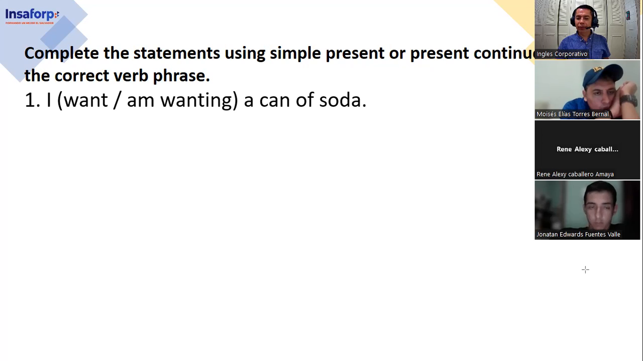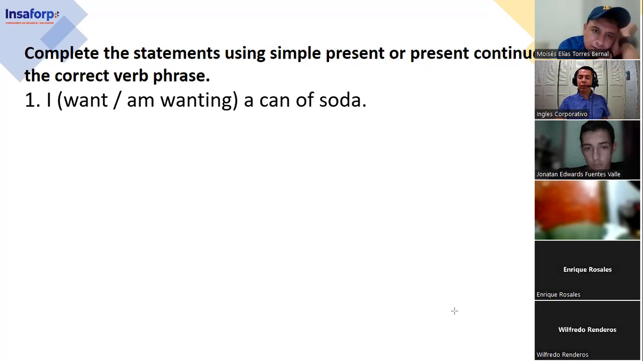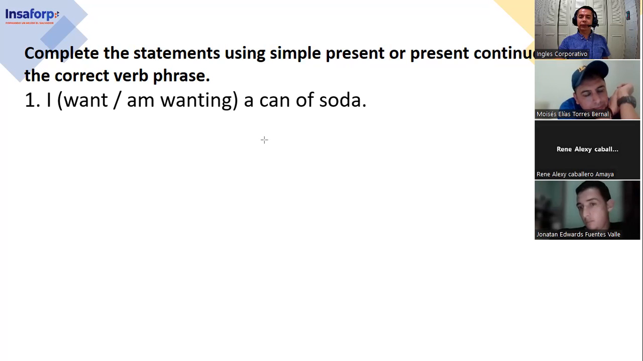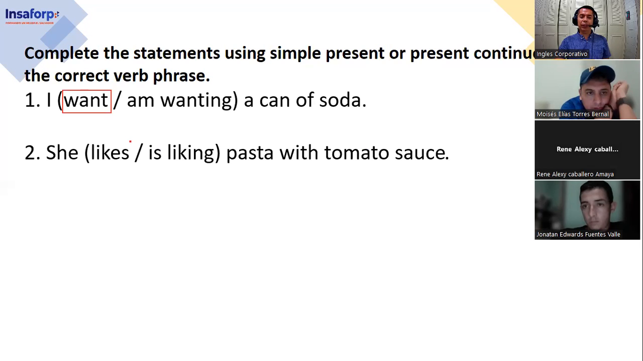Hello. Okay, good. So, Moises, you help me, please. I want or I am wanting? Para mí, teacher, si dice yo tomo una soda, o yo puedo tomar una soda, es en presente simple. Simple present. Ajá, sería I want, okay. Very good, correct, right? I want a can of soda. It's correct. Very good.